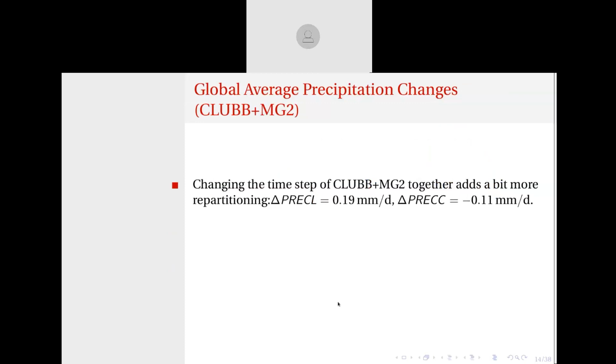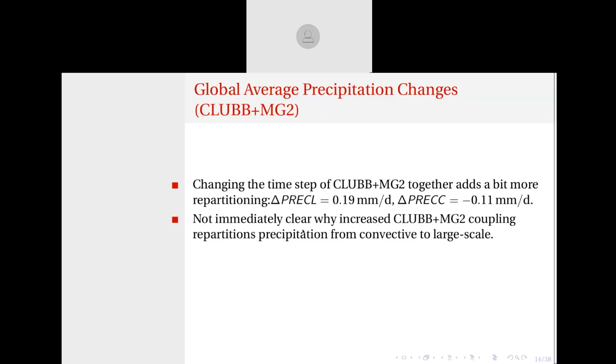So moving away from the microphysics-specific things, we also looked at what happened when you change the time step of CLUBB, which is responsible for the shallow convection and large-scale condensation, and of MG2, which is responsible for the precipitation. If you change the time step of these two together, you get something that's much closer to the all-10 run. So this subsystem within E3SM is, perhaps not too surprisingly, responsible for a lot of the time step sensitivity of the precipitation.